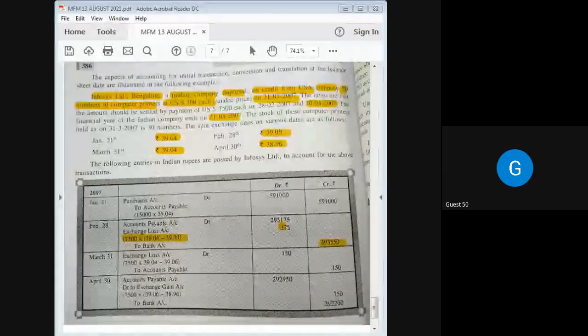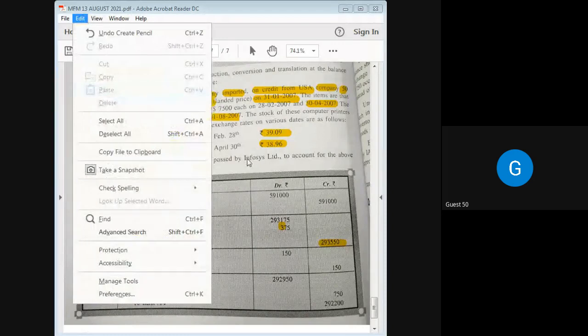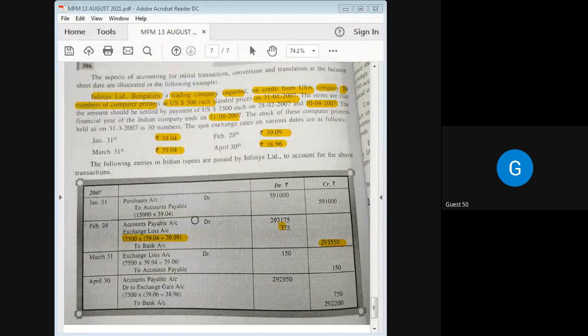Okay, so now on 31st of March, again what are we facing? On 28th of February the exchange rate is 39.09, and after that it is 39.06. It's not 05, it's 06. Okay, 1 second, if it is possible I can edit it. No, it's not possible. So it is not 39.04, it is 39.06. So you can see here, we are again facing an exchange loss of 150 rupees. Okay, and the last, on April 30th, that is 38.96.